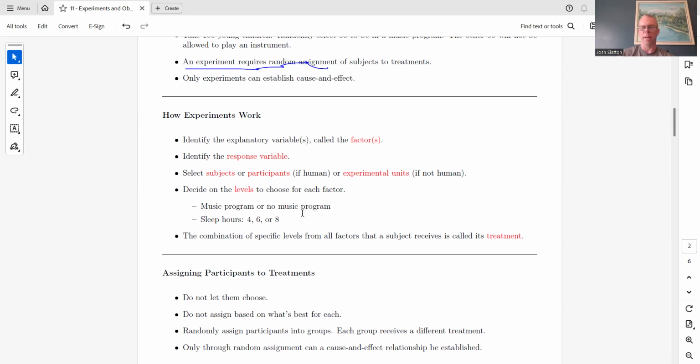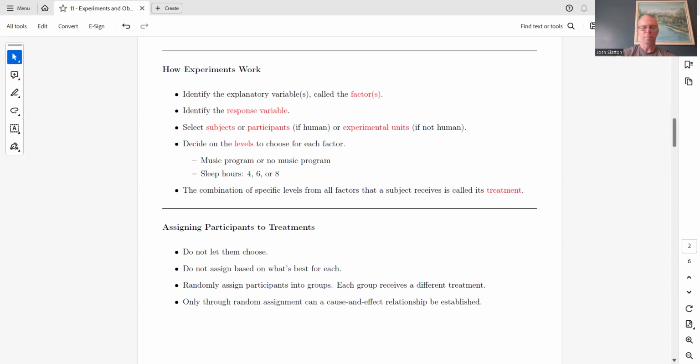So in this example, we have 6 treatment groups, and only with random assignment can a cause and effect relationship be established. And so we do not have a random assignment in an observational study. So the way the example was in the beginning, where everyone just chose to play an instrument or not, there's no random assignment there, so you cannot establish a cause and effect.